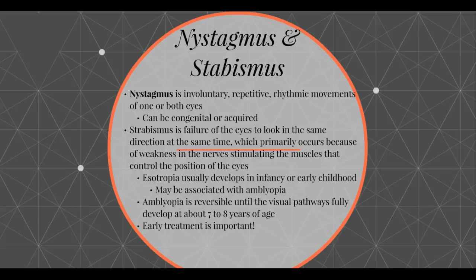Esotropia, which is strabismus, usually develops in infancy or early childhood. It may be associated with amblyopia. And amblyopia is reversible until the visual pathways develop at about 7 or 8 years of age. So that's why it's really important to get treatment early for these kids who have strabismus or esotropia, because until they hit that 7 or 8-year-old mark, they can actually reverse this condition.